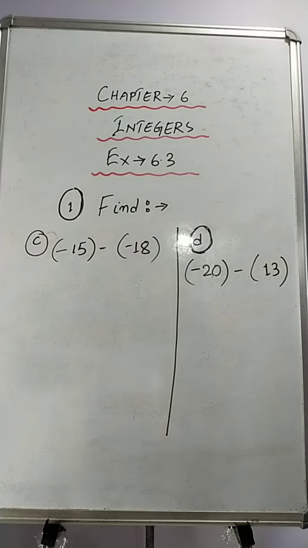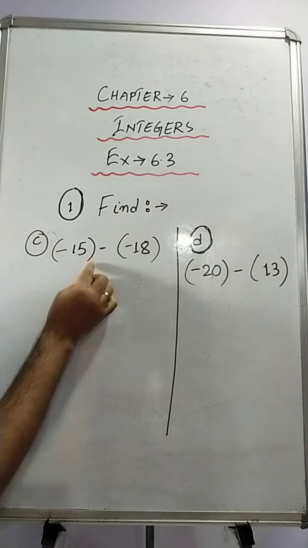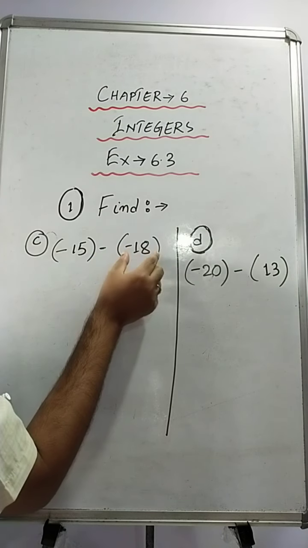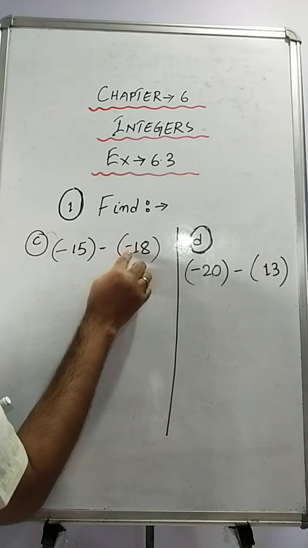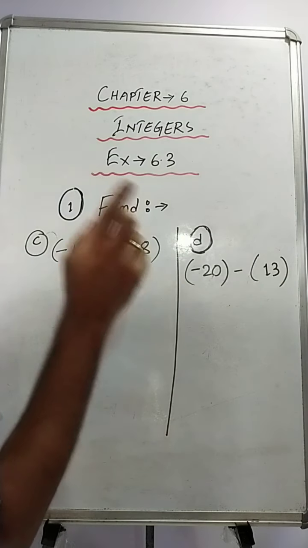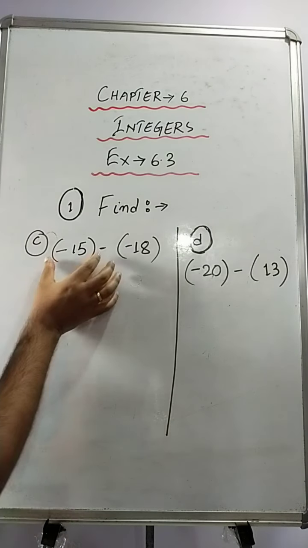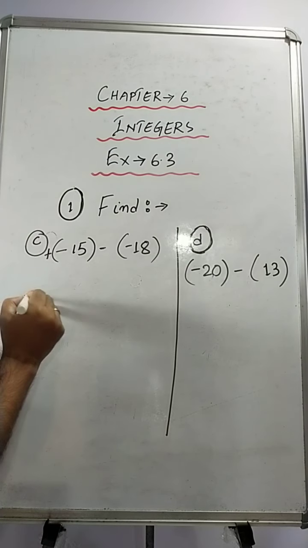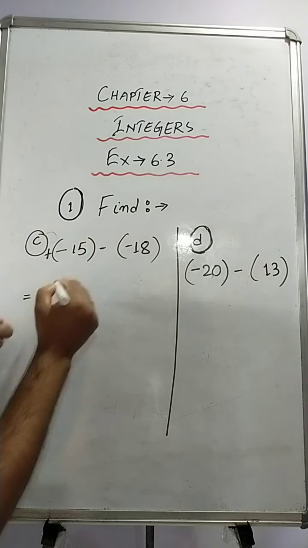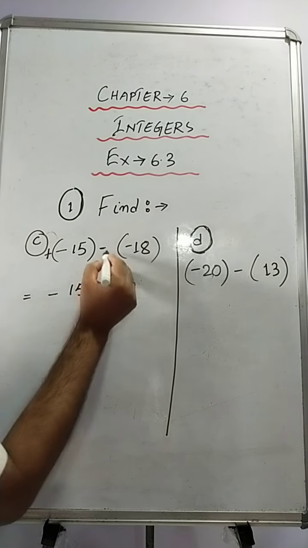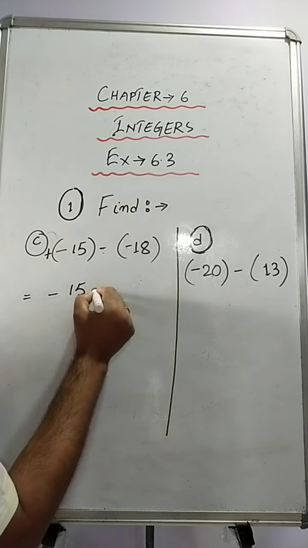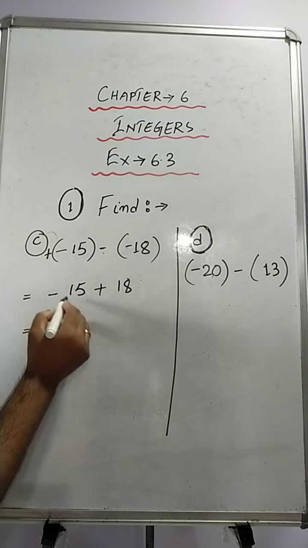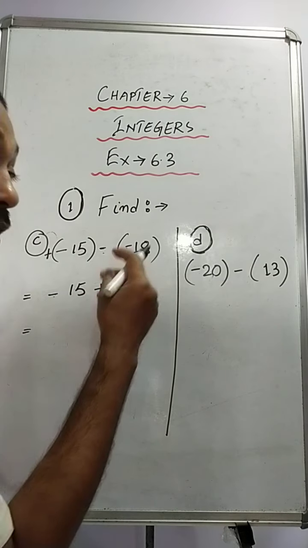In sum number C, inside the bracket we have minus 15. Then again we have a minus sign. Then another bracket, and inside the bracket we have minus 18. So what is the first thing that we'll do? We'll open the bracket. Now this bracket is carrying a plus sign outside the bracket, students. So plus minus is what? Absolutely right. Minus 15. Minus minus is what? Yes, plus 18.